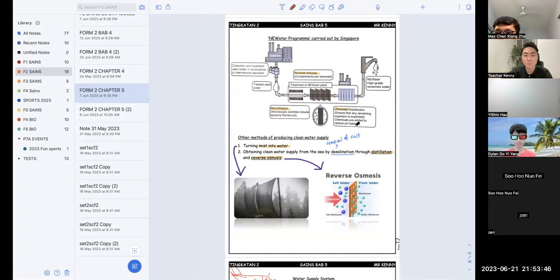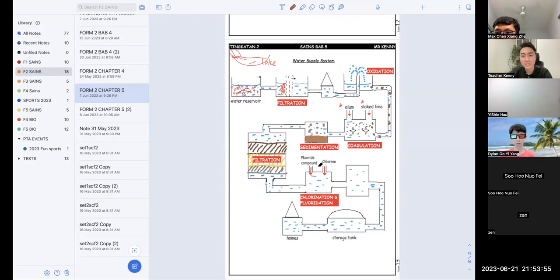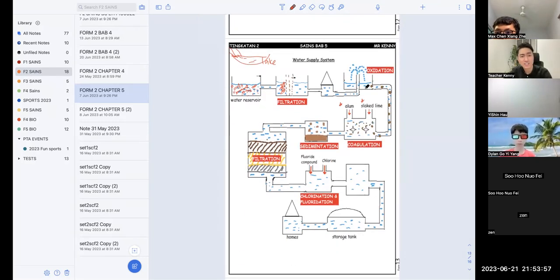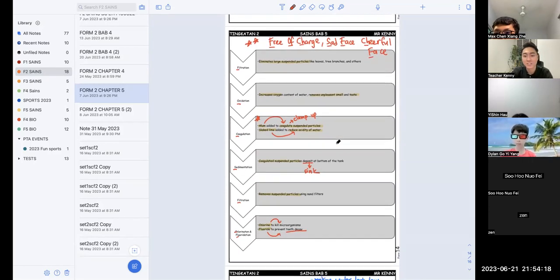Next, the new water program, or other ways to get water from different countries, not just Malaysia. Different countries use different strategies. Next up, free of charge, sad face, cheerful face. Filtration, oxygen. What do you need to know? Mainly this one, this one, this one. All these are the important ones. And how do you pronounce this word? Reservoir.